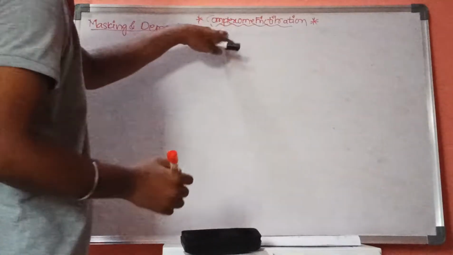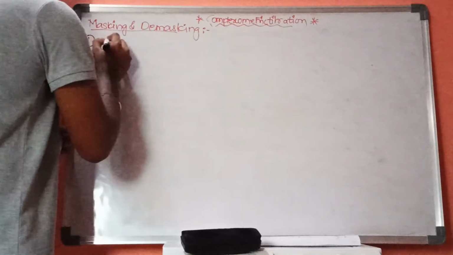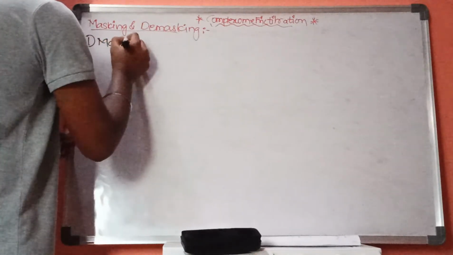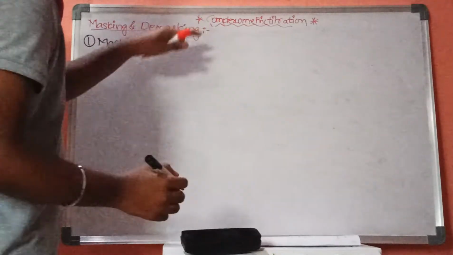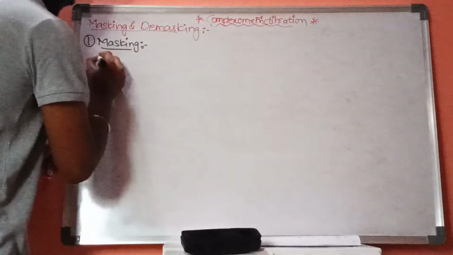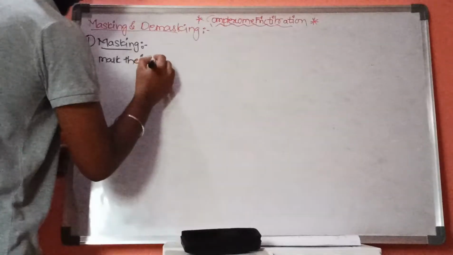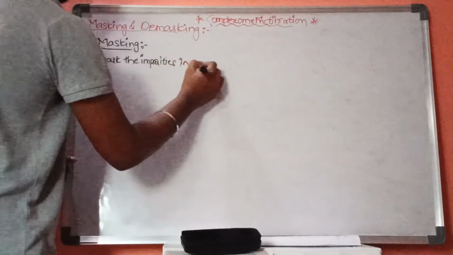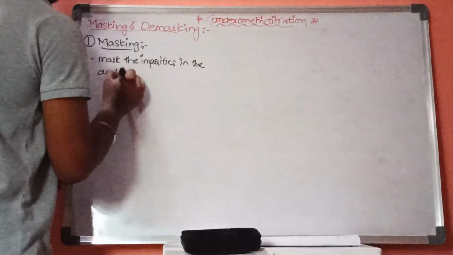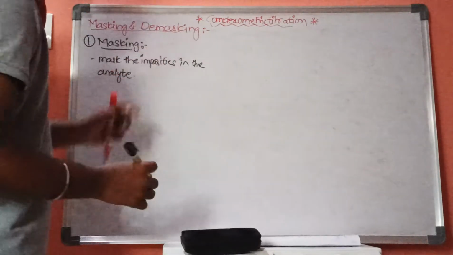Masking and demasking in complexometric titrations. First of all, let us discuss masking. Masking is used to mask the impurities which are present in the analyte. This masking can be done by two methods.